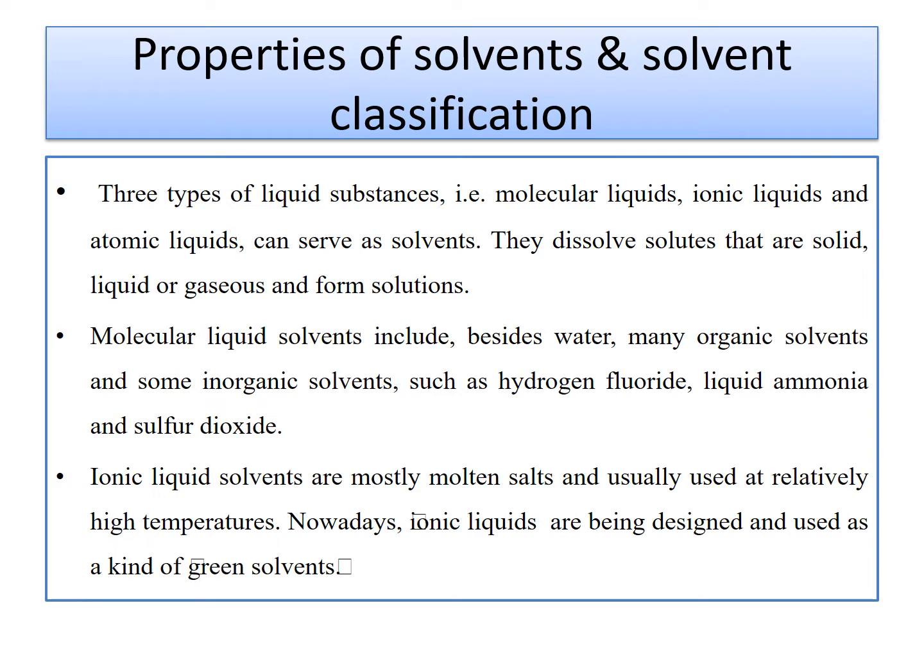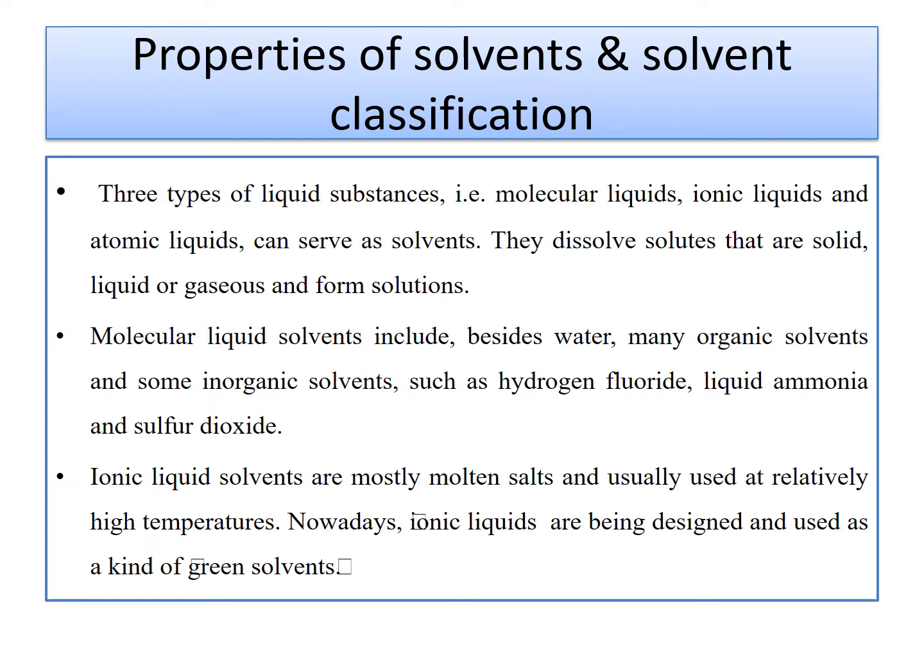There are three types of liquid substances, that is molecular liquids, ionic liquids and atomic liquids. Both of them can serve as solvents. They dissolve solutes that are solid, liquid or gaseous and then form solutions. First is the molecular liquids. Molecular liquids include water, many organic solvents and some inorganic solvents such as hydrogen fluoride, liquid ammonia and sulfur dioxide.